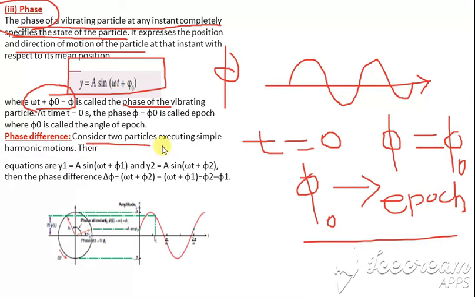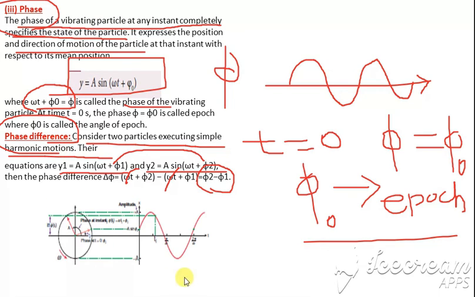Considering two particles which are executing harmonic motion, we can write y1 is equal to a sin (omega t plus phi 1), and y2 is equal to a sin (omega t plus phi 2). Then delta phi is given by this minus this, so (omega t plus phi 2) minus (omega t plus phi 1). Now if you multiply the minus inside, omega t and omega t get cancelled, so we get phi 2 minus phi 1. So this gives the phase difference, which gives the direction and the position of the particle which is moving. Clear with the phase and phase difference?